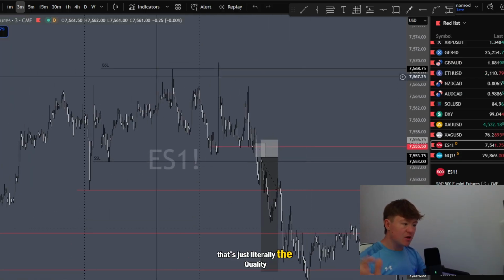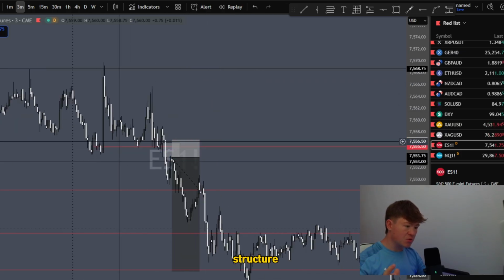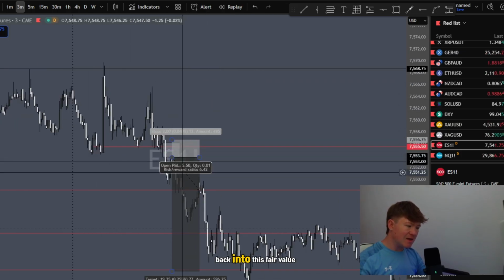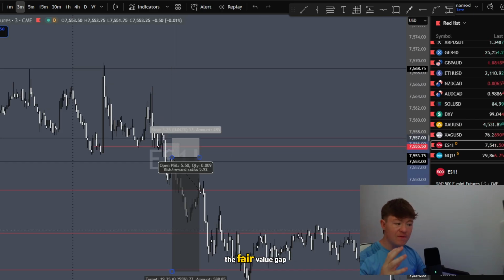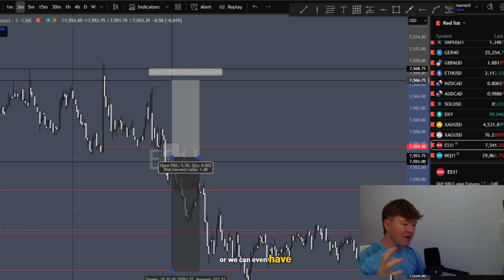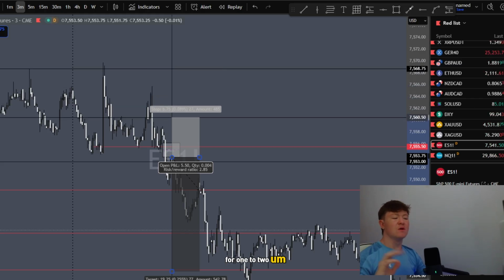That's just literally a liquidity sweep from the past session, buy side liquidity getting swept. We're waiting for the break of structure, which we got down here, back into this fair value gap. We're waiting for these three things. We're entering, and we're having the stops above the fair value gap, or we can even have the stops above these highs for a 1 to 2.